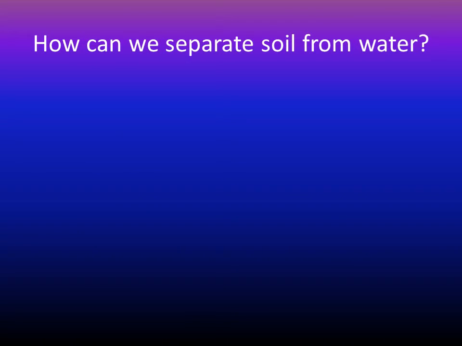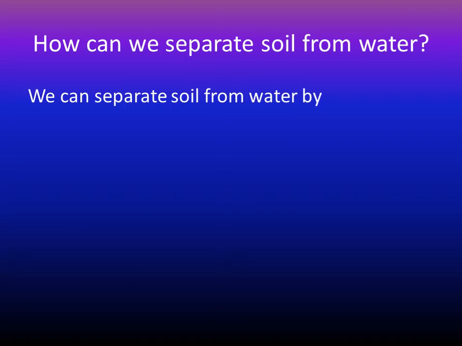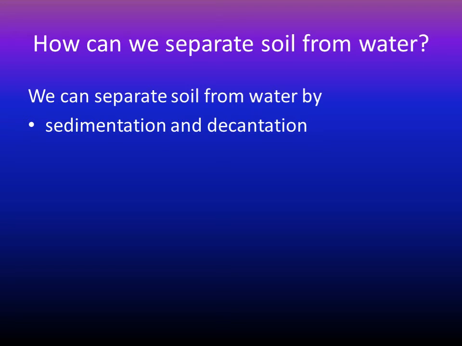How can we separate soil from water? We can separate soil from water by the following methods. We can either do sedimentation and then decantation. So soil will remain at the bottom and then you can separate water. Another method how we can separate soil from water is by filtration, where we can use filter paper to filter.